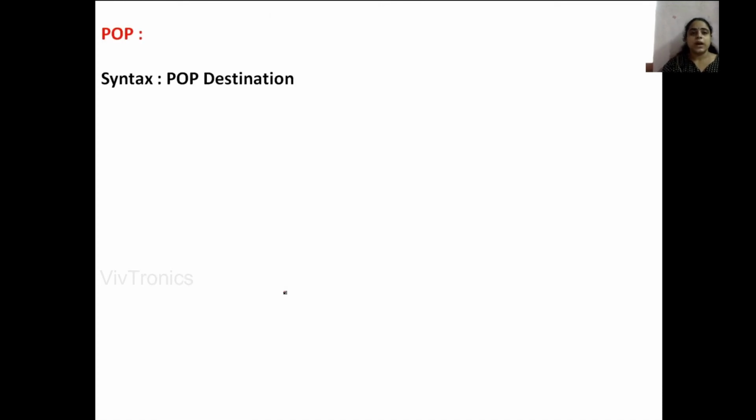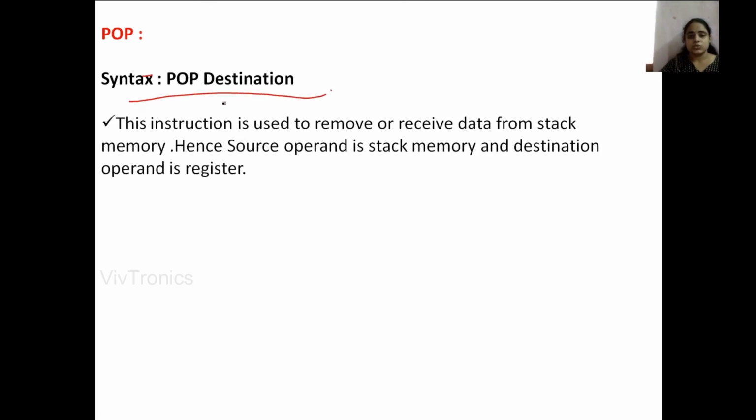And next one is pop instruction. So syntax of pop instruction is pop space destination. So this instruction is used to remove or receive data from stack memory. This instruction removes the stack memory data and puts into the destination register. So hence the source operand is stack memory. We know the default source operand is stack memory here, and destination operand is register.